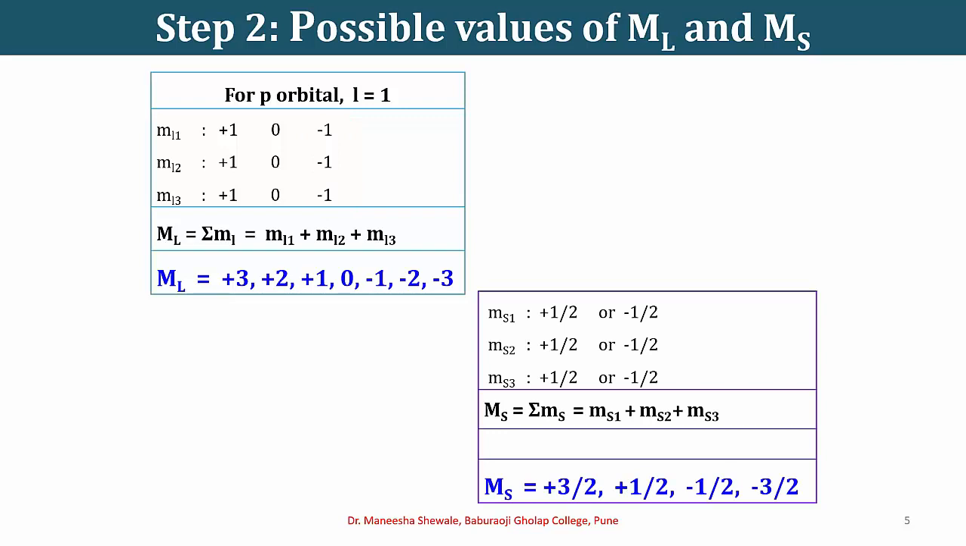Now the spin quantum number for each electron can be either +½ or -½. The resultant ms value is calculated by adding ms1 plus ms2 plus ms3. So there are 4 possible values. The largest one is +3/2 when each electron has the spin +½. The next is +½, then -½, and the lowest, which is -3/2.